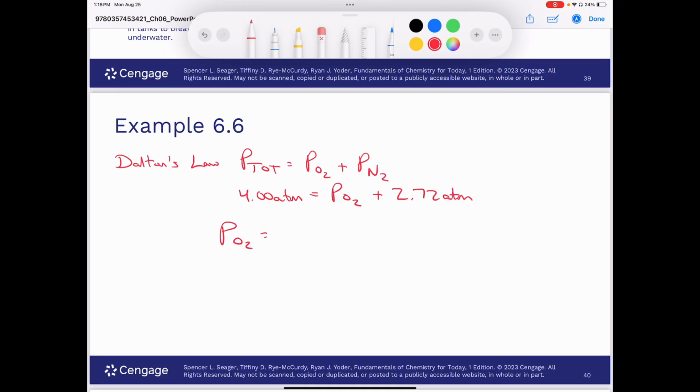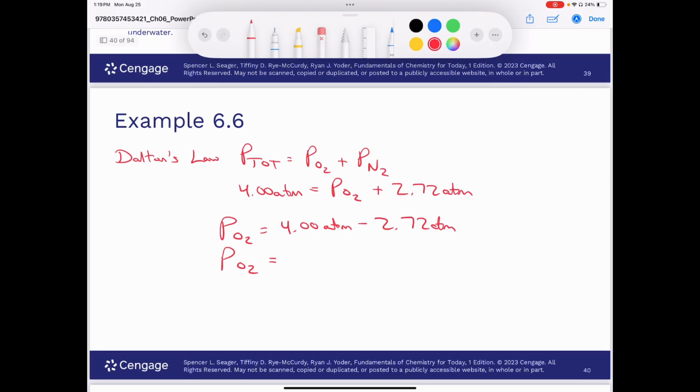To solve for the pressure of oxygen, we just say 4.00 atmospheres, subtract 2.72 atmospheres, and we get the pressure of our oxygen is going to be equal to 1.28 atmospheres. And so the pressure of oxygen at this depth does not exceed the safety limit of 1.6 atmospheres.